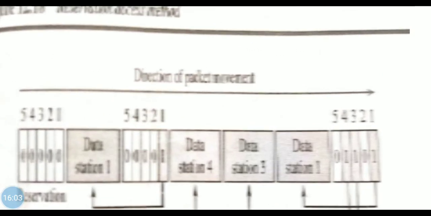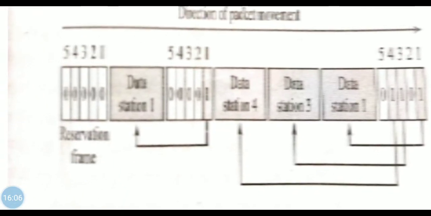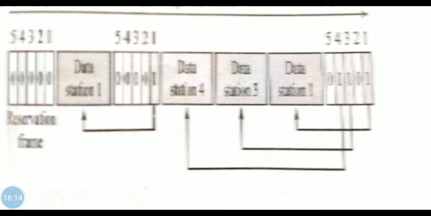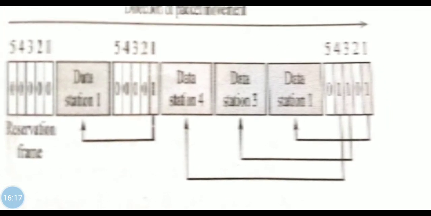Then you can see in the earlier reservation frame, all mini slots are 0, 0, for those stations. Then in the first interval, only stations 1, 3 and 4 have made reservations. So you can see data station 1, data station 4, data station 3.